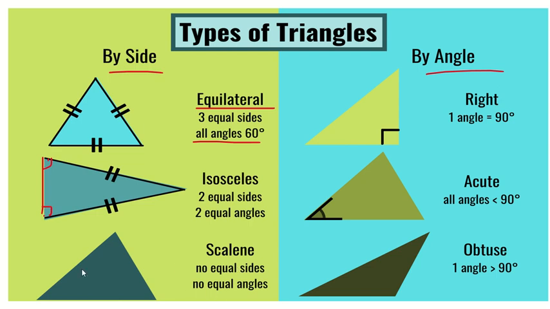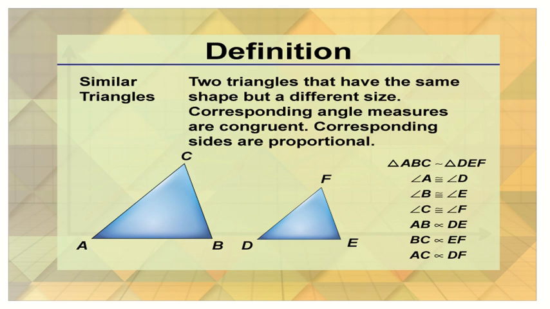In a scalene triangle, no sides and no angles are equal. Now classifying triangles based on angles: if any one angle is 90 degrees, it is a right triangle. If all angles are less than 90 degrees, it is an acute angled triangle. If one of the three angles is greater than 90 degrees, it is an obtuse angled triangle.